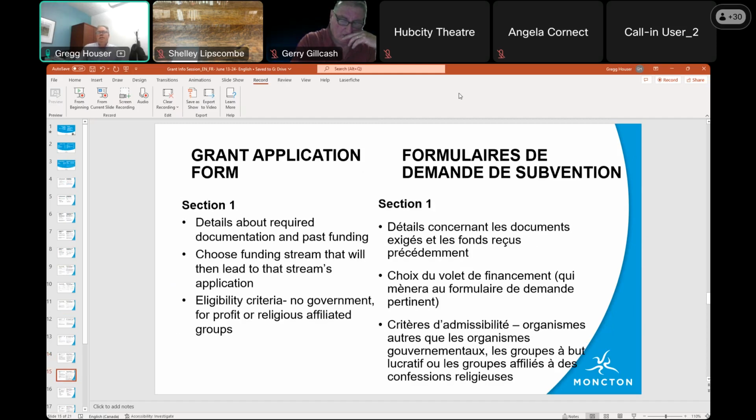So to break down the grant application, the first section that you'll see when it's online is the requirement documentation of past funding.